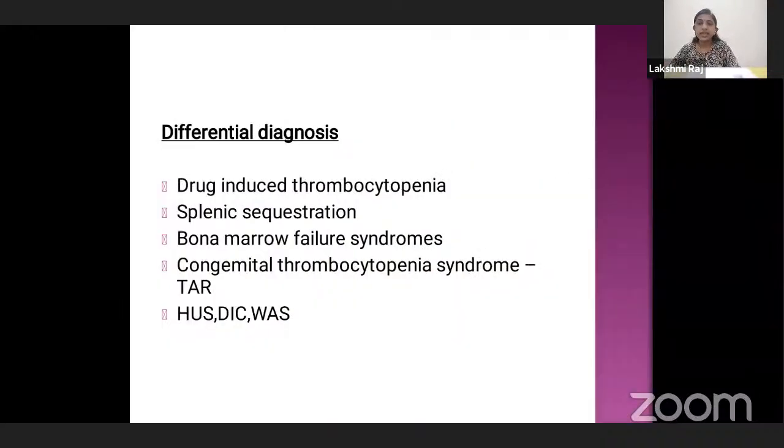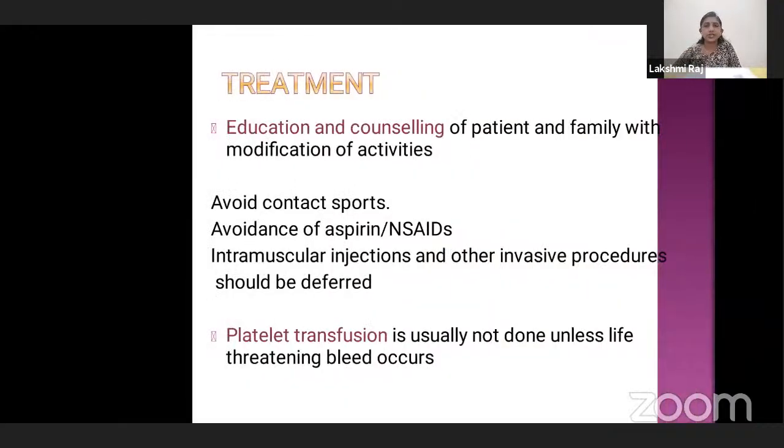In differential diagnosis, we have drug-induced thrombocytopenia. I told you earlier, heparin, antibiotics, linezolid, penicillin, all that can cause thrombocytopenia. Then splenic sequestration, that is hypersplenism, causing increased platelet destruction. That can occur in conditions like sickle cell anemia and all. Bone marrow failure syndromes like myelofibrosis, myelodysplastic syndrome and all. Congenital thrombocytopenia syndromes like thrombocytopenia in absent radius and other conditions like hemolytic uremic syndrome, disseminated intravascular coagulation. All these are causes of thrombocytopenia.